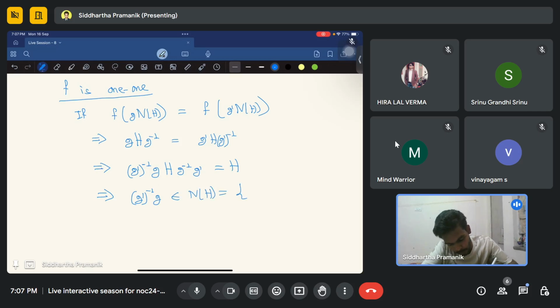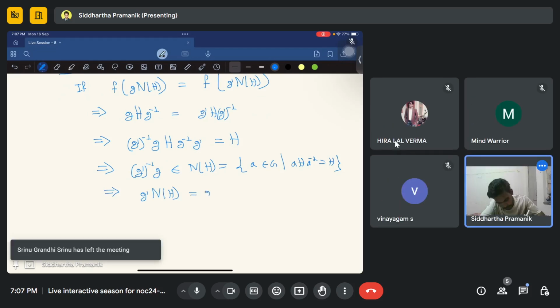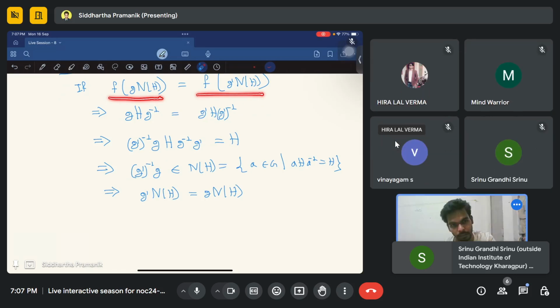So how does the normalizer look? It is a belongs to G such that aHa inverse is equal to H. And from this we can say g'NH is equal to gNH. So this is by the property of left cosets. So we have started with f of gNH equals f of g'NH, and we have proved g'NH equals gNH. So f is 1-1.